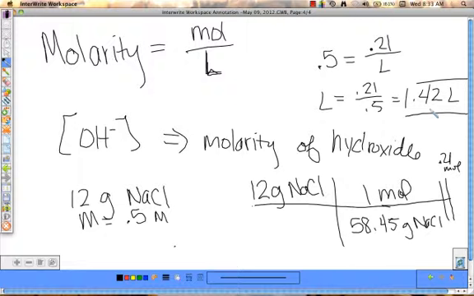Questions on the molarity? How would you know if it's molarity or big M? If they have a big M, that's molarity. Moles is usually MOL.